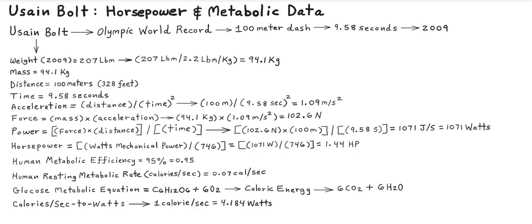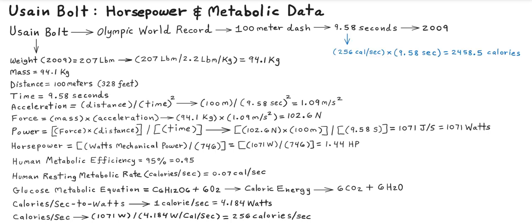1 calorie per second is equal to 4.184 watts of power. If we take 1071 watts and divide it by 4.184, Usain Bolt is burning 256 calories per second over the 9.58 second run. So that's a total of 2458.5 calories output.